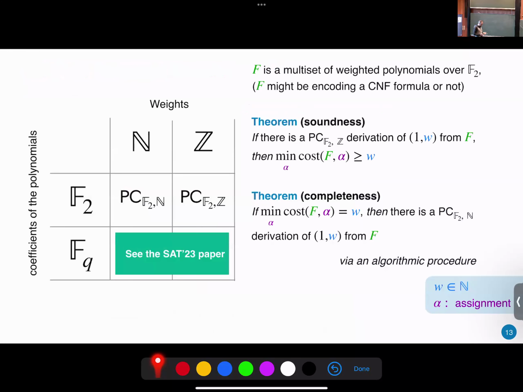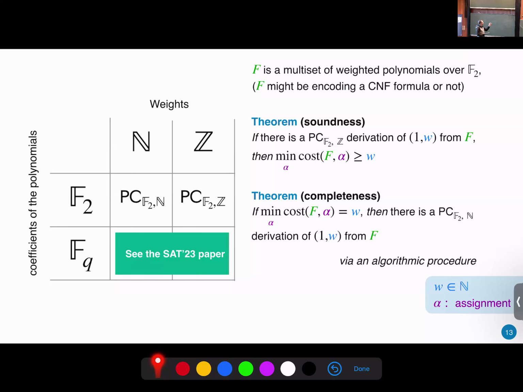So this is a sanity check that what we are doing makes sense. We have a multi-set of weighted polynomials. They might be the propositional encoding of a CNF formula. In this case, the completeness is for free because MaxSAT-Resolution is complete. But it might be arbitrary polynomials, so it's not obvious that you can certify the cost for an arbitrary set of weighted polynomials. And so there are 2 results.